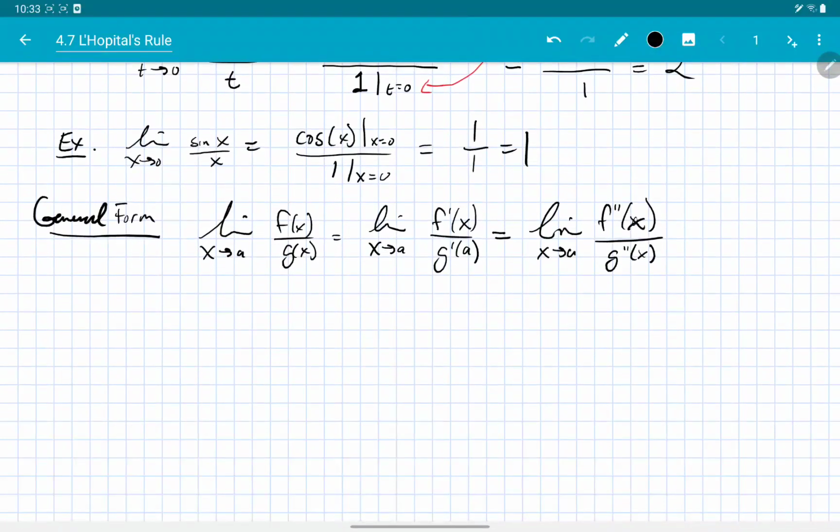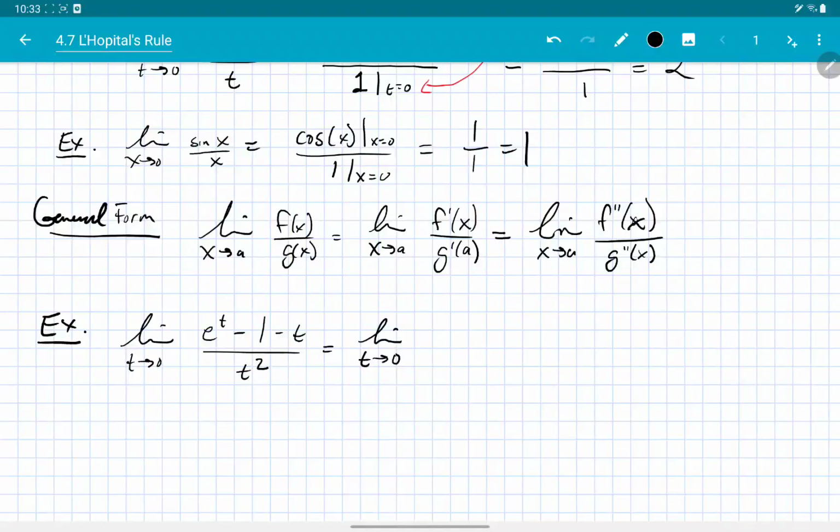Okay, so just be aware, if you do L'Hopital's rule and it doesn't give you what you want, you can do L'Hopital's rule again. So let's do that example here. Let's look at the limit as t goes to 0 of e to the t minus 1 minus t over t squared. If we use L'Hopital's rule, as I wrote above in the general form, I can say it's the limit as t goes to 0 of the derivative of the numerator, which is e to the t minus 1, divided by the denominator, which is 2t.